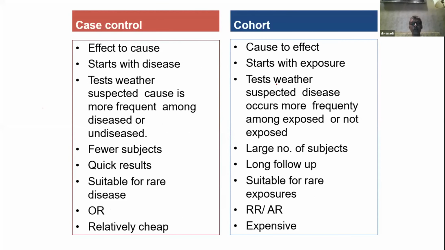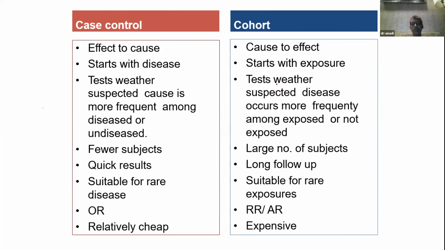So there are some differences between case control and cohort study. Case control is effect to cause, cohort is cause to effect. Case control starts with the disease, cohort starts with exposure. Case control tests whether a suspected cause is more frequent among the diseased or the undiseased. Cohort tests whether the suspected disease occurs more frequently among the exposed or not exposed. Case control needs fewer subjects, cohort a larger number of subjects.